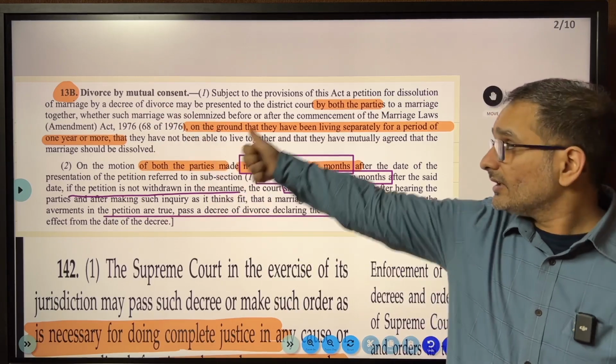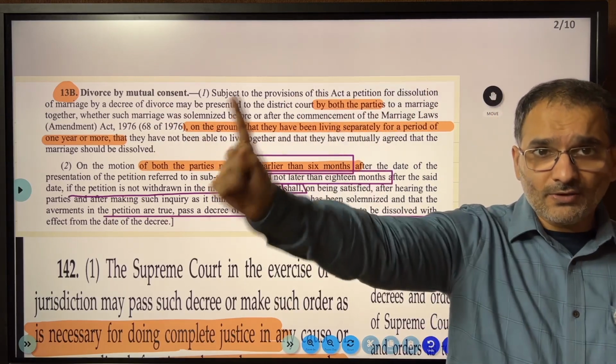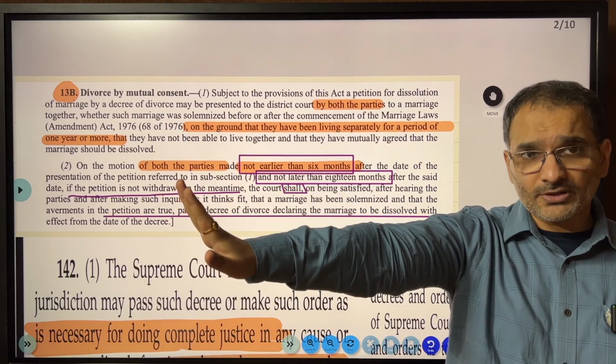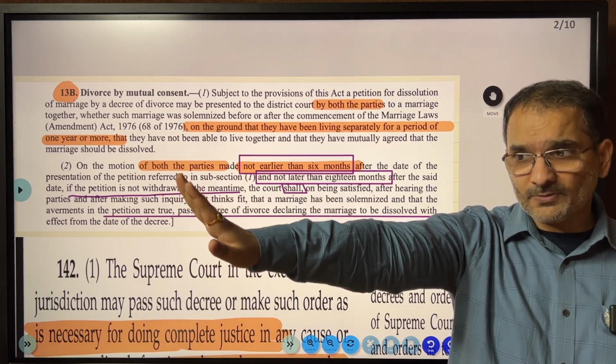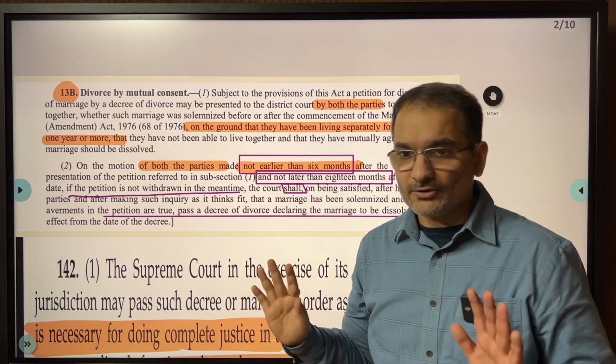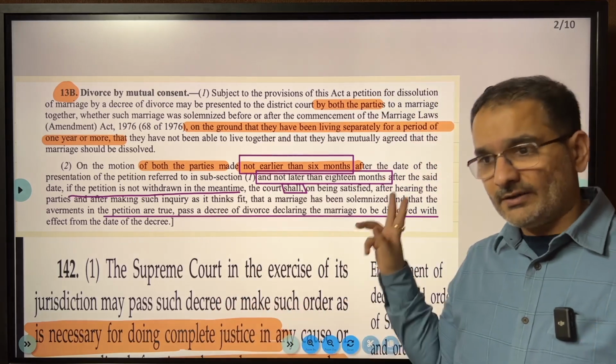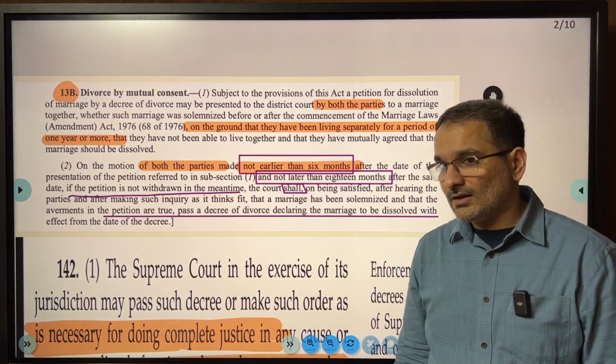All right. So you present the petition and then you have 6 months. 6 months, tak koi motion nahi move hoga. Uske baad jo second motion jo move hoga court mein ki bhai sab ho gaya, humne soch liya. We are through with this. We want to move on, right? People tend to move on.